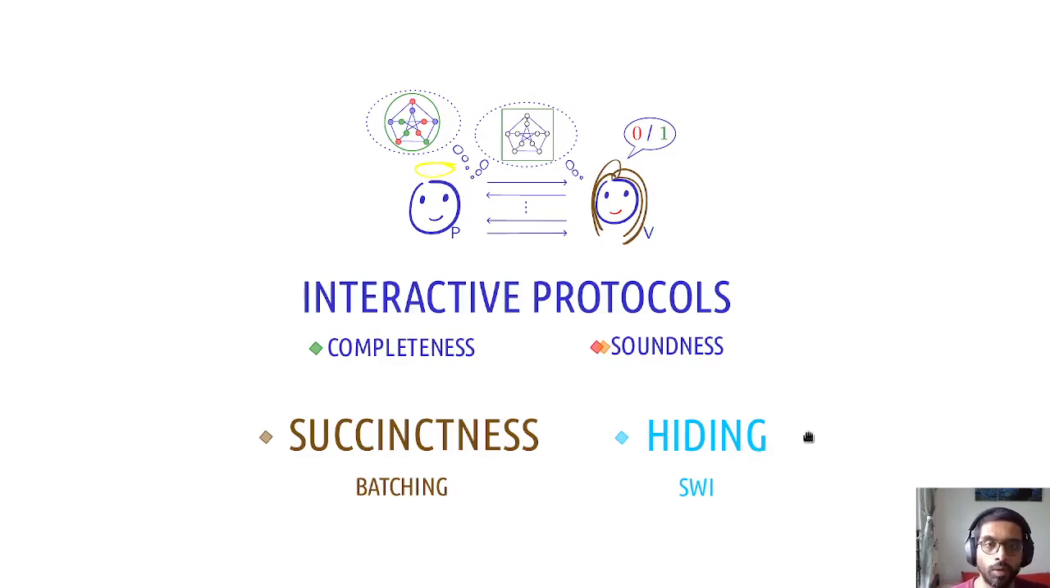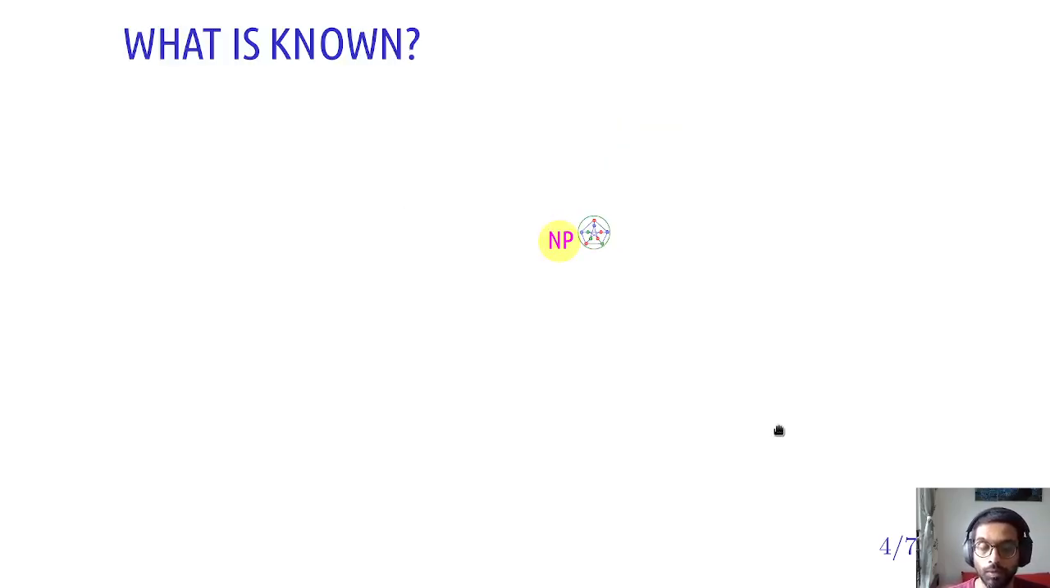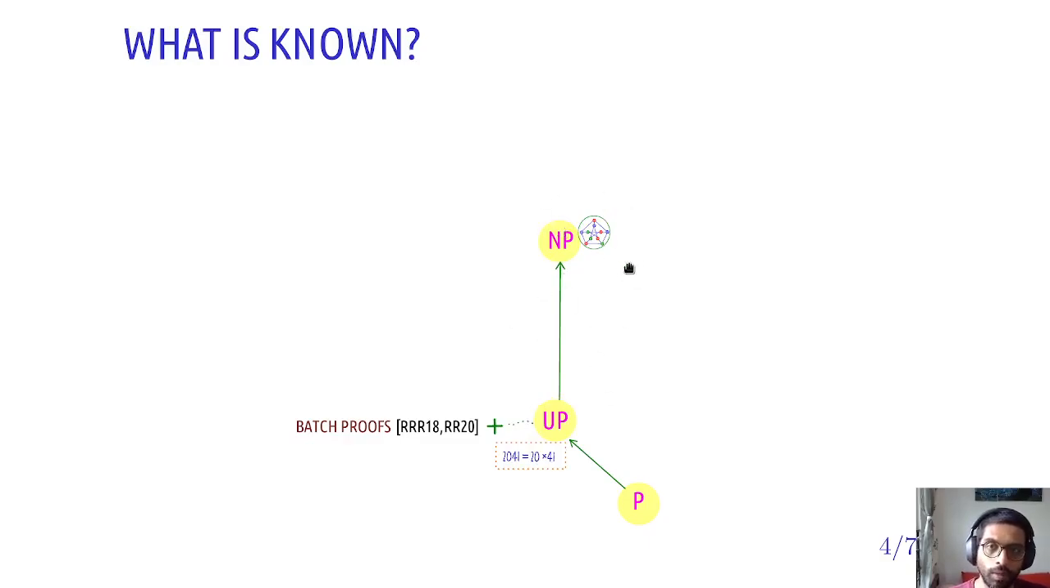Okay, so now we have all the definitions that we require for our talk. Let's see what is known about these properties. So let's look at succinctness. Let's consider the class UP. UP is the subclass of NP which consists of the problems where the witnesses are unique. So these constraints contain interesting problems related to factoring, for example.